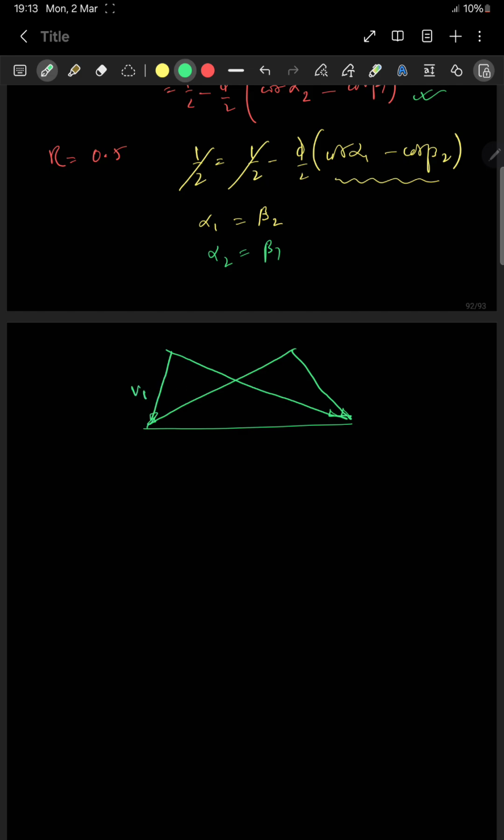So this is v1, this is v2, this is w1, this is w2, so this is beta 2. Beta 2 is the same as alpha 1, this is alpha 1, this is alpha 2, and this is beta 1, because this is w1, beta 1, right?